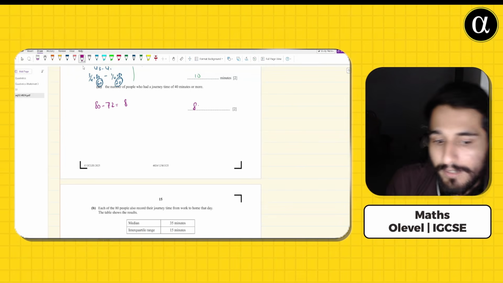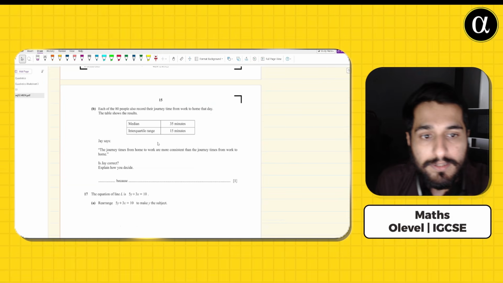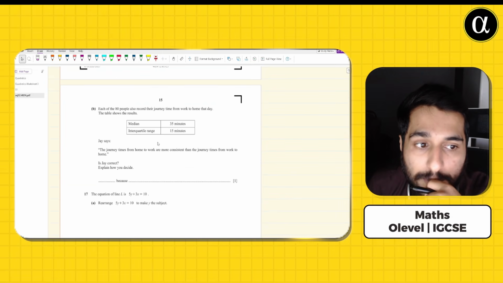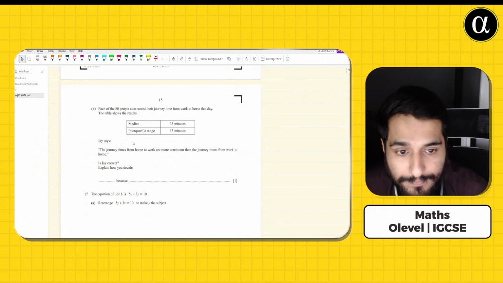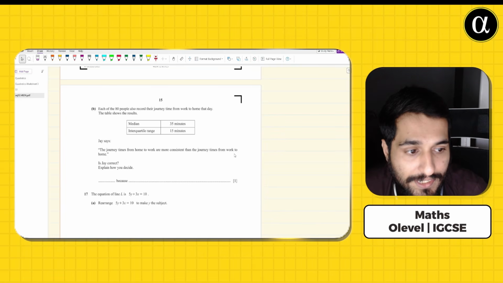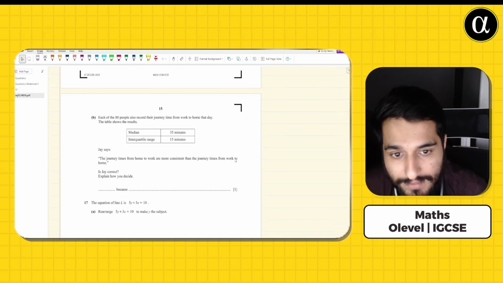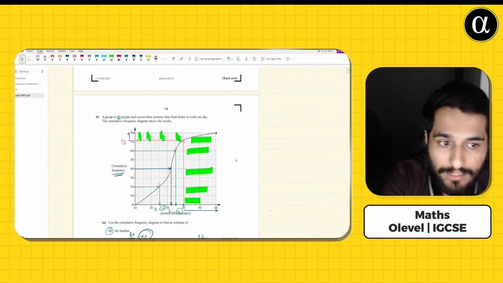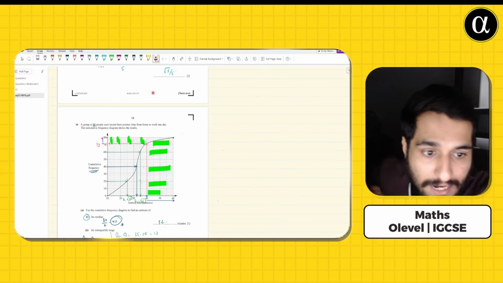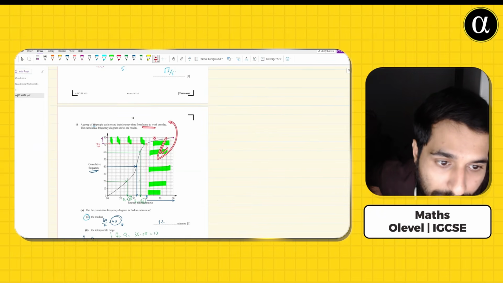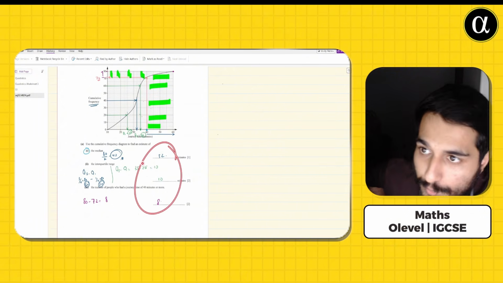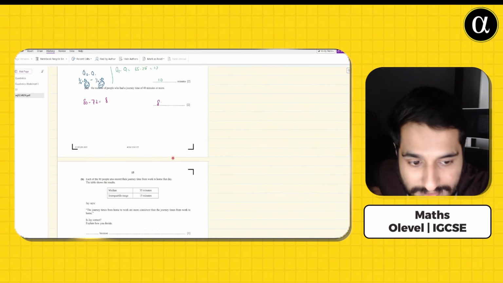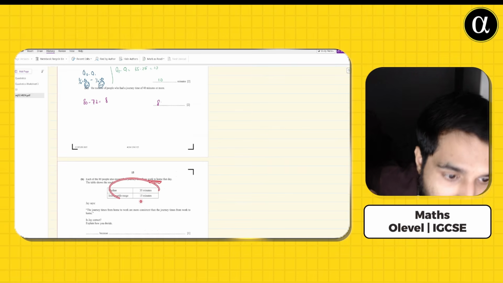Now part B says that each of the 80 people also recorded their journey time from work to home. It says that J says that the journey times from home to work are more consistent than the journey times from work to home. Is J correct? Let's try to understand the question. Now, this data that we have over here is from home to work. All of the calculations that we did were from home to work. Whereas this data set says it is from work to home.